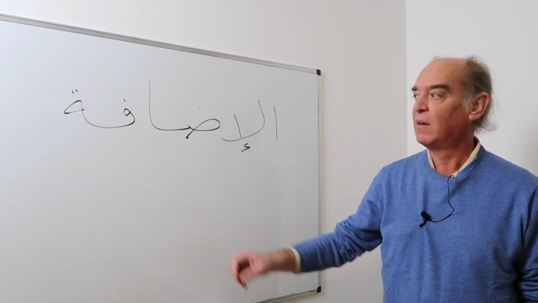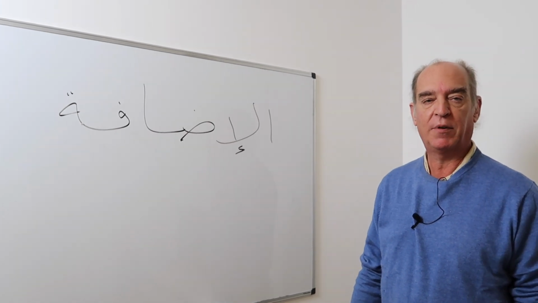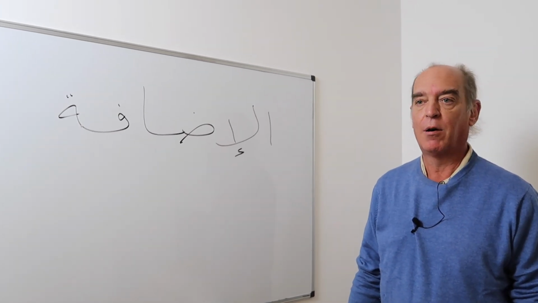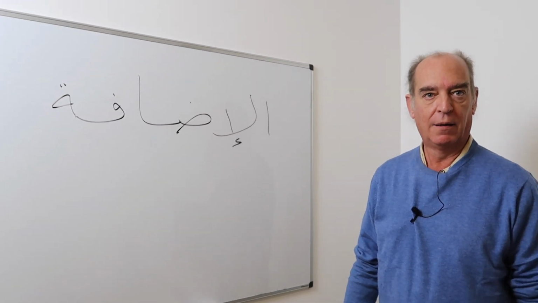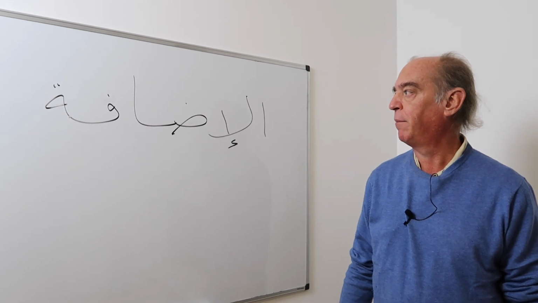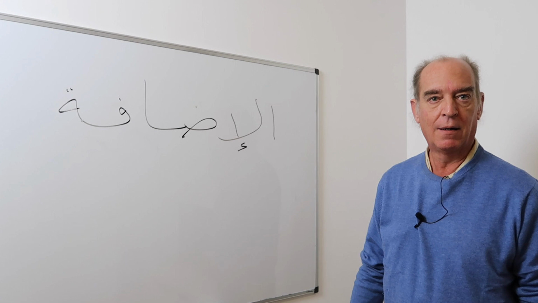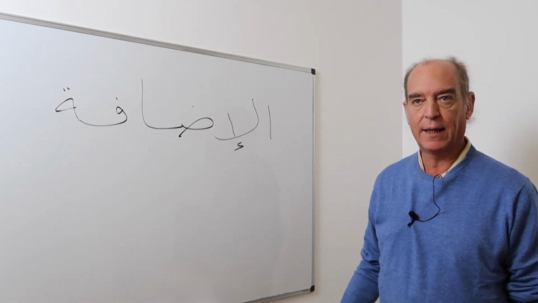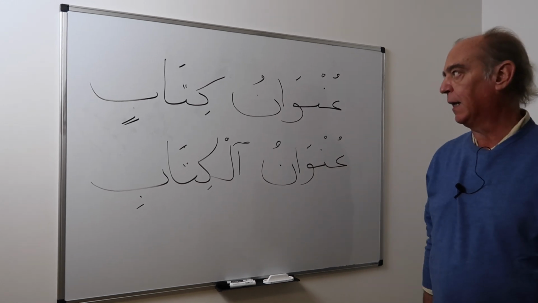Al-Idafa. Arabic has no equivalent of the English preposition "of" and of the possessive case, apostrophe s. So if you want to say, for example, the title of the book or the book's title, we have to use an Idafa. So here you have two examples of Idafa.